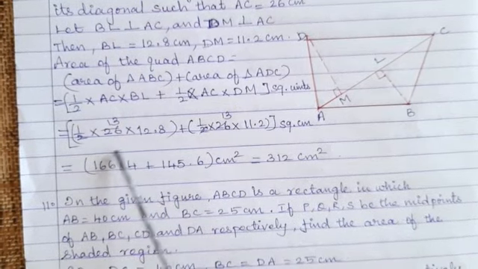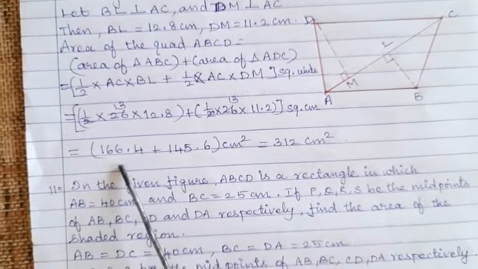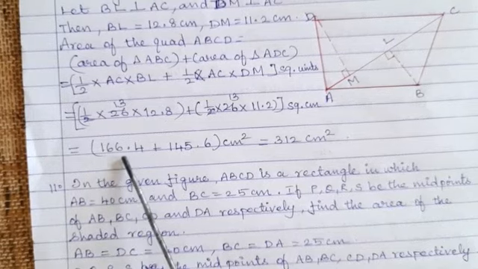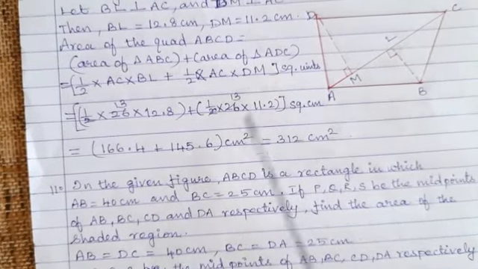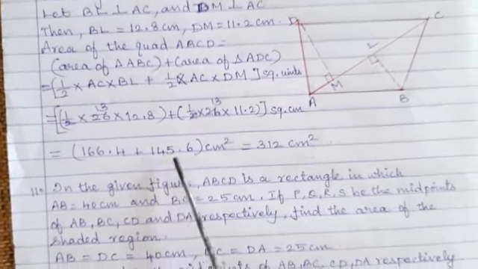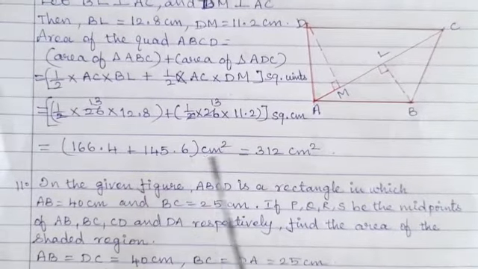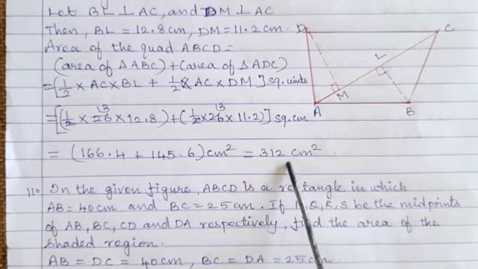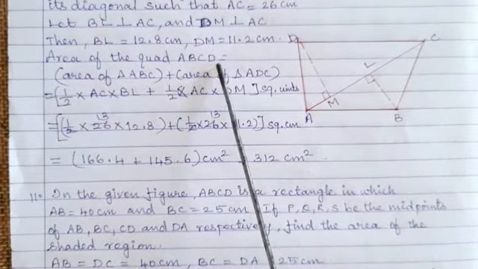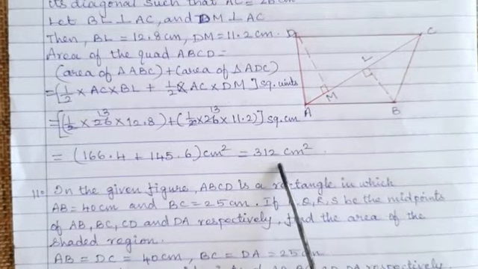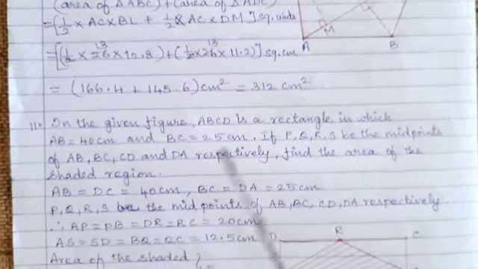After simplification of both, first area of triangle ABC is 166.4 plus area of the second triangle ADC is equal to 145.6. If you add it, then the answer will be 312 centimeter square. So the area of the quadrilateral ABCD is equal to 312 centimeter square.